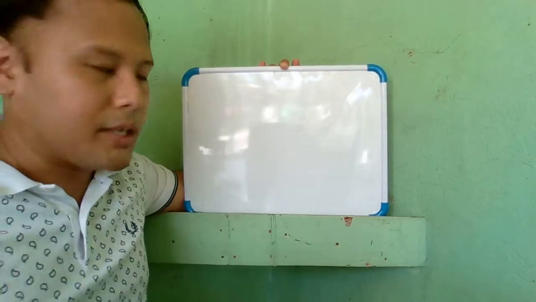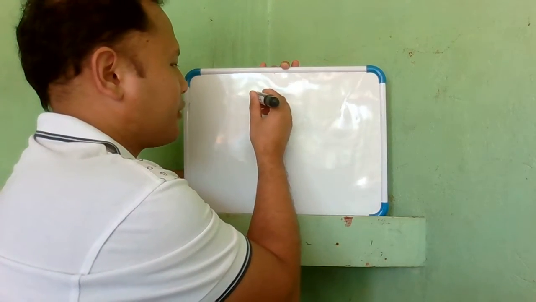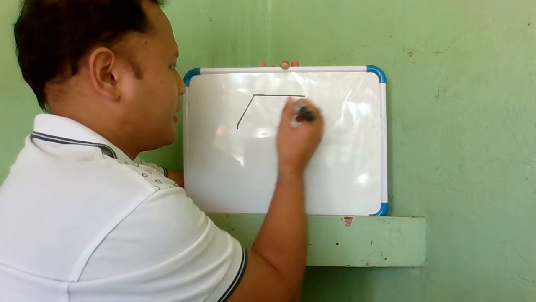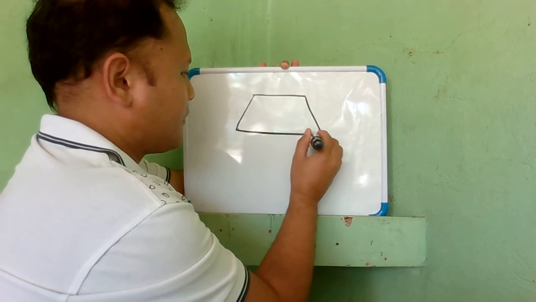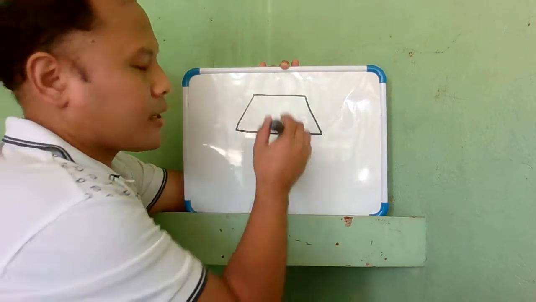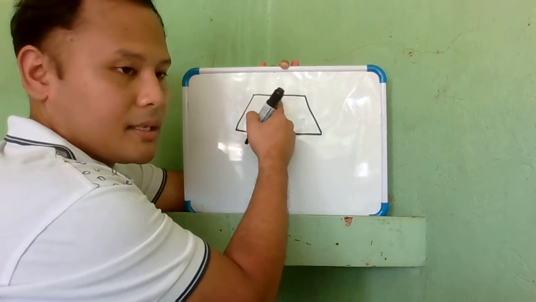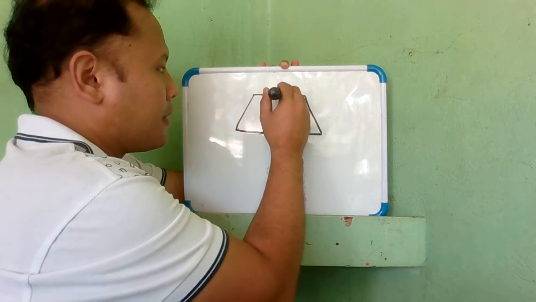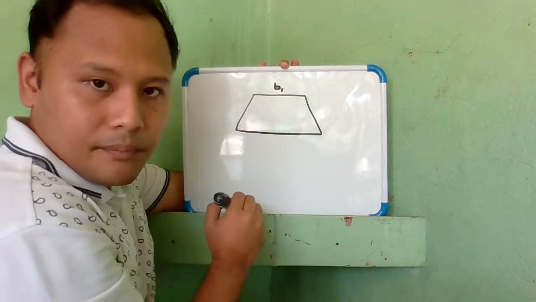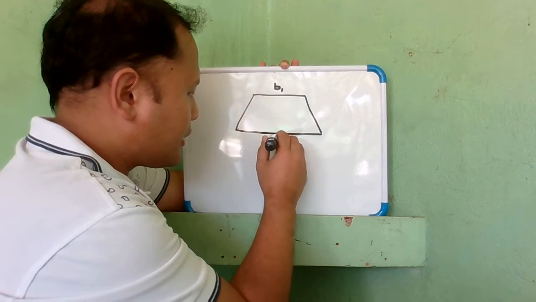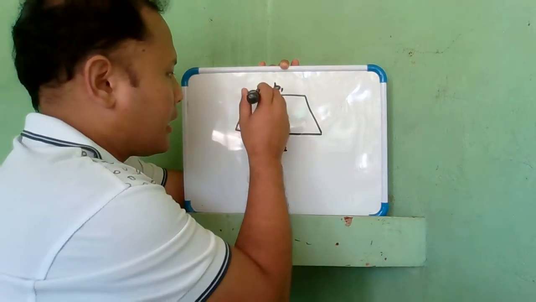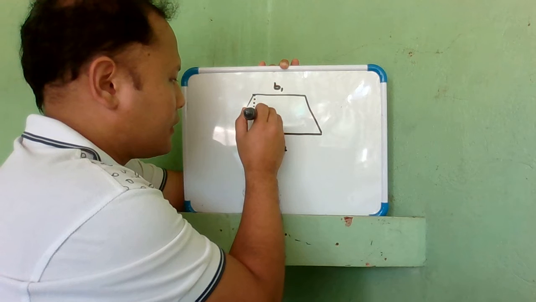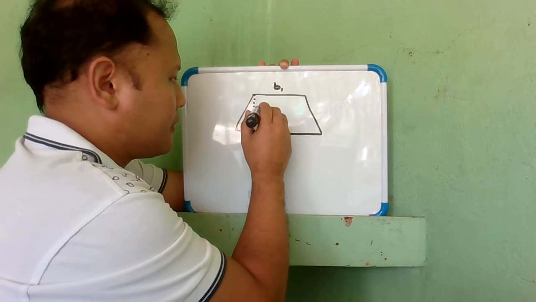Suppose this is our trapezoid. Suppose we look at the measure of this base. This one is our base sub 1. This one at the bottom is called base sub 2. And this is called the height.